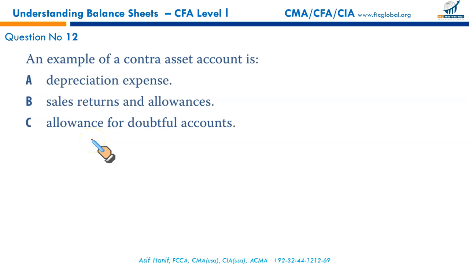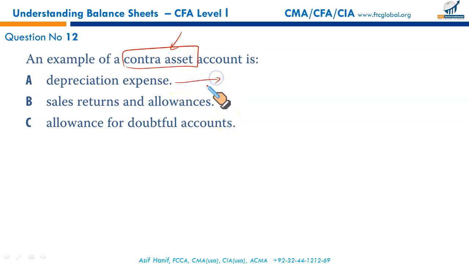Next, an example of contra asset. Keep that word in mind because you will lose the focus. The highlighting option in your CBT will be very helpful. This is the keyword that you must highlight because you might lose the focus while reading these options. Contra asset is the word.